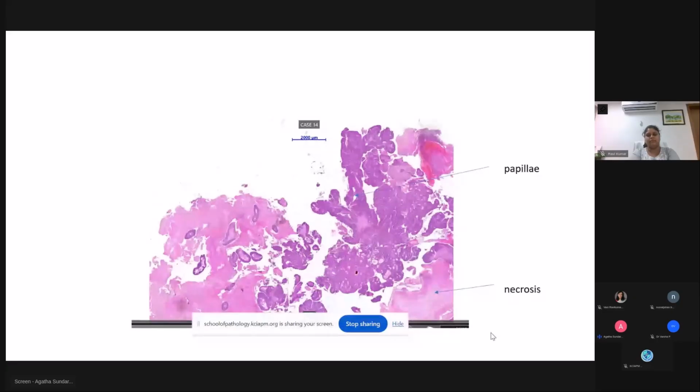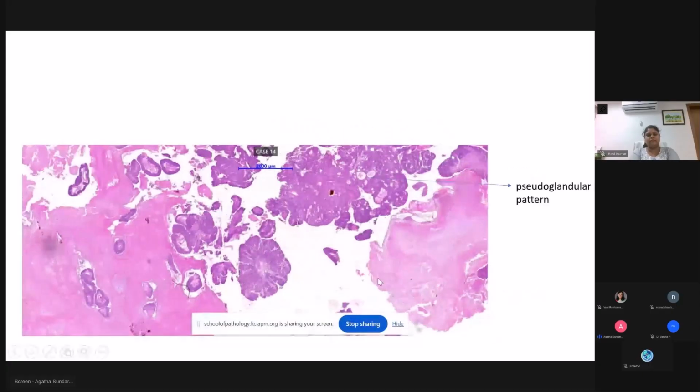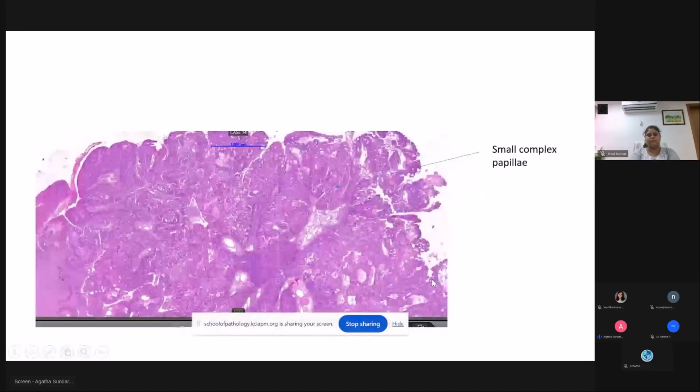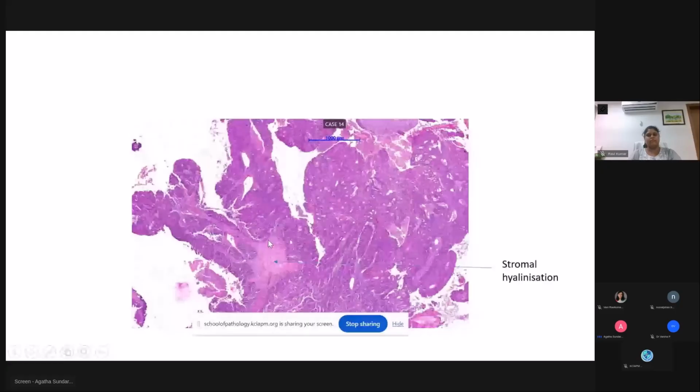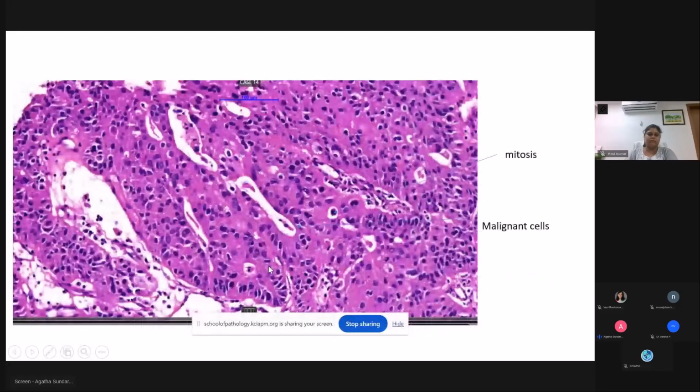with areas of necrosis. As we can see here, there are pseudoglandular pattern and micropapillae along with papillary pattern and areas of necrosis. These are the small papillae showing hierarchical branching, which are small and complex. And over here, we can see the pseudoglandular pattern. And the stroma shows hyalinized cores. And this is the high power view showing the atypical cells, which are showing nucleomegaly with increased NC ratio, eosinophilic cytoplasm, some showing prominent nucleoli, and numerous mitotic figures.